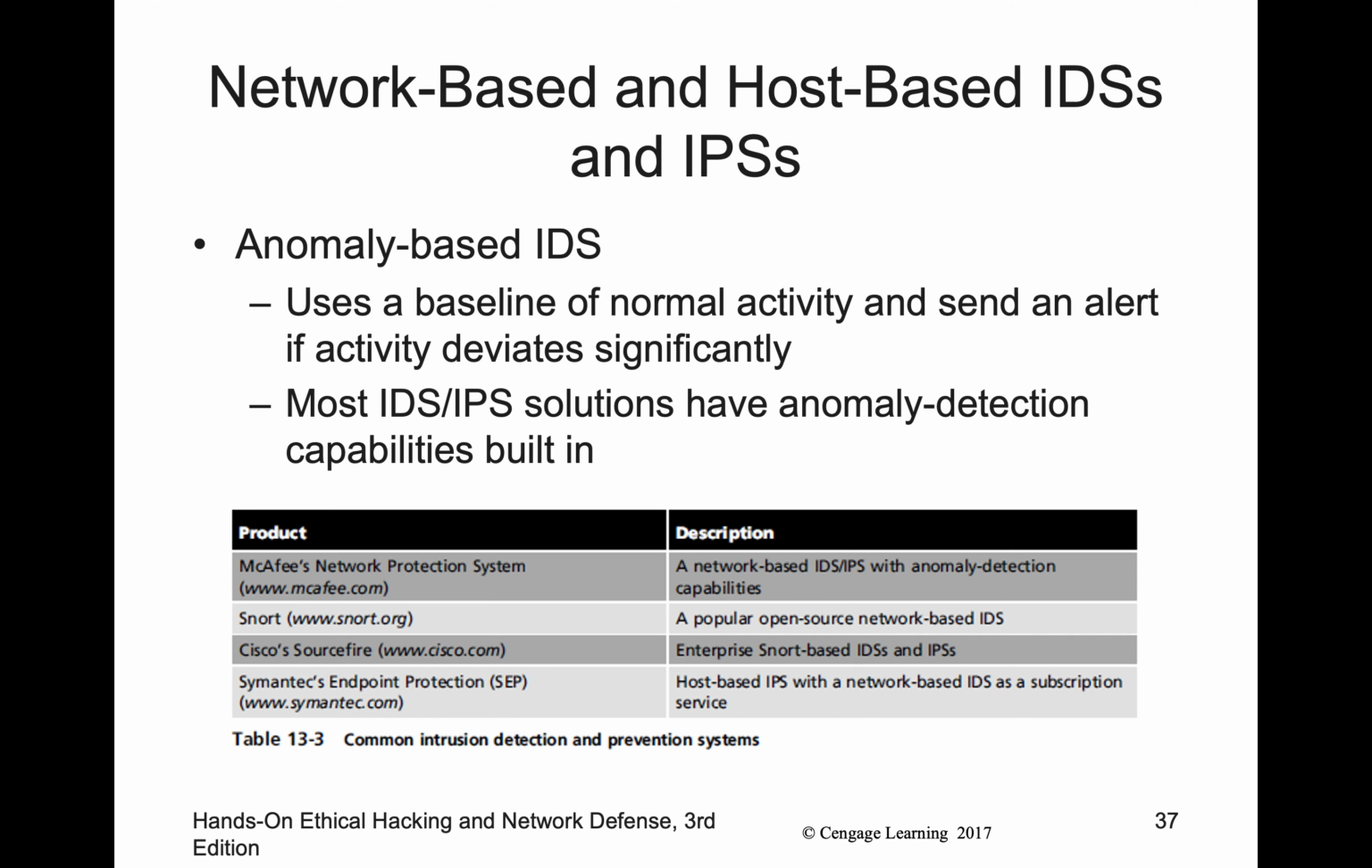In this chart, we can see some common intrusion detection and prevention systems. McAfee's network prevention system is a network-based IDS/IPS with anomaly detection capabilities. Snort is a popular open source network-based IDS, while Cisco's SourceFire is an enterprise Snort-based IDS and IPS. Symantec's Endpoint Protection is a host-based IPS with a network-based IDS as a subscription service.